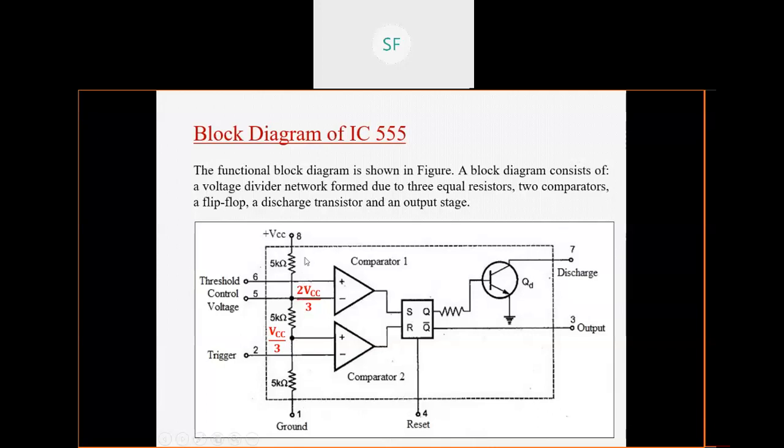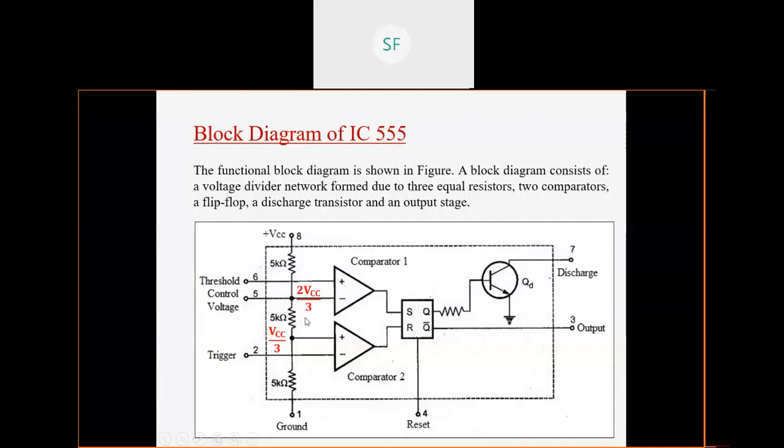And again, the first 5 kilo ohm resistor is connected between VCC and this point. Okay, so I hope you can observe very clearly that between VCC and ground, a total of 3 resistors of 5 kilo ohm each is connected.